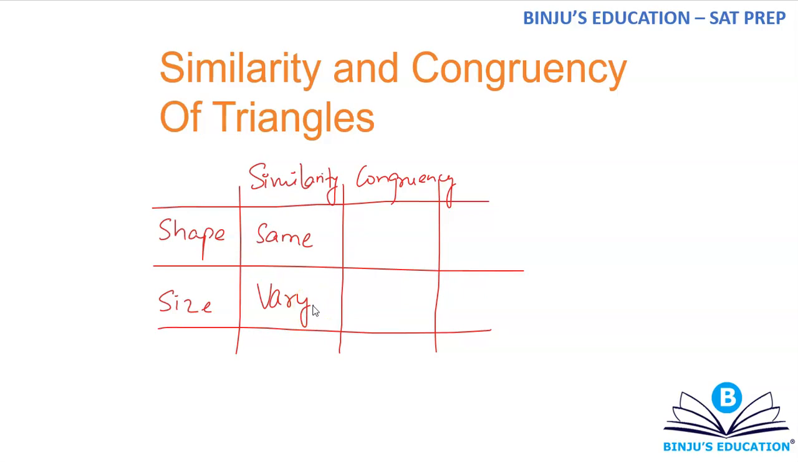That is, lengths are basically in proportion, so that proportion can be 1, it can be 1:2, 2:1 also, that's a possibility, but their shapes are same. When you say that the two triangles are congruent, then they have the same shape and they have the same size.